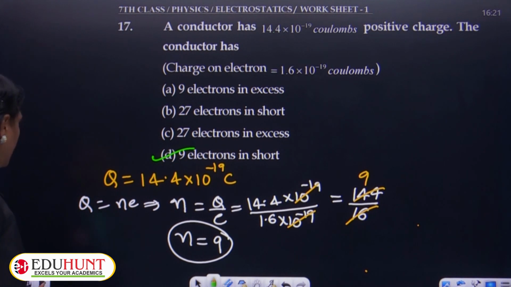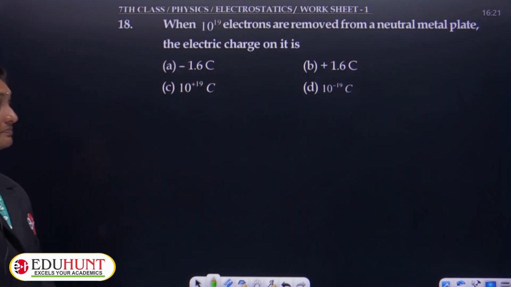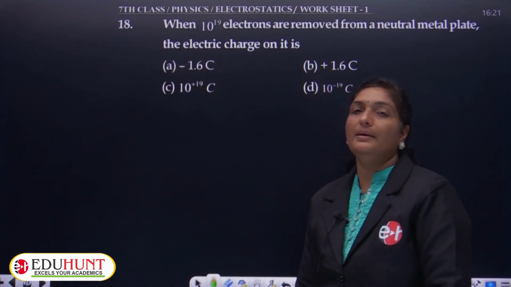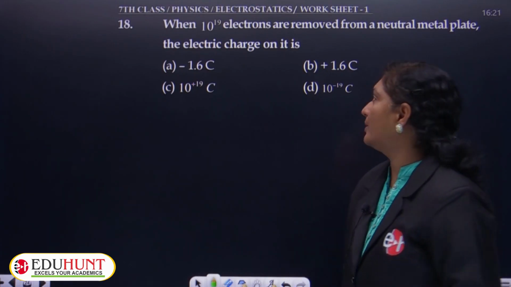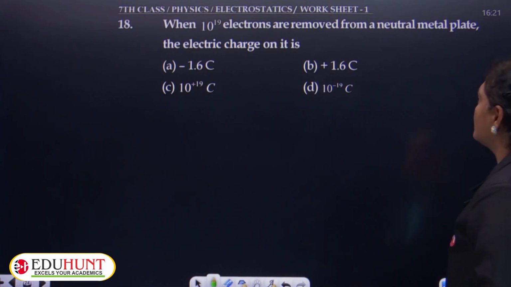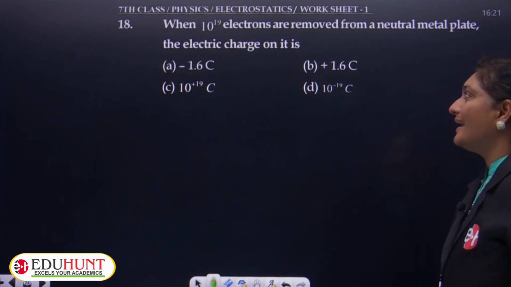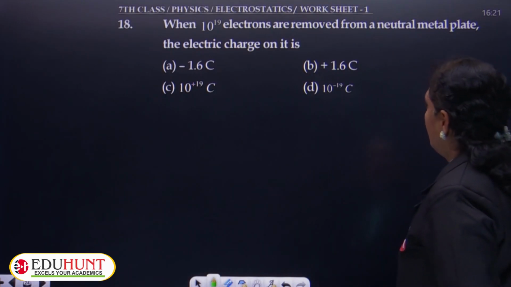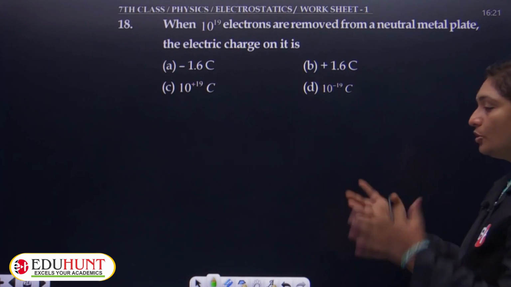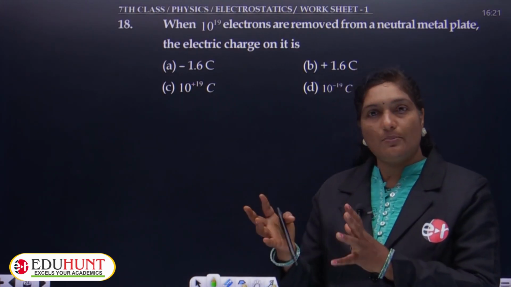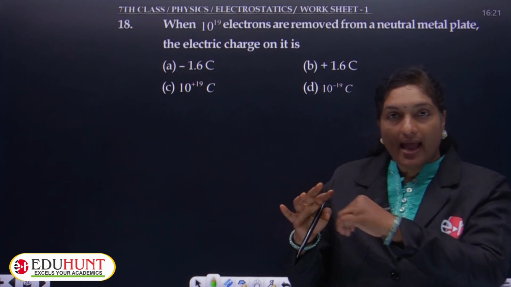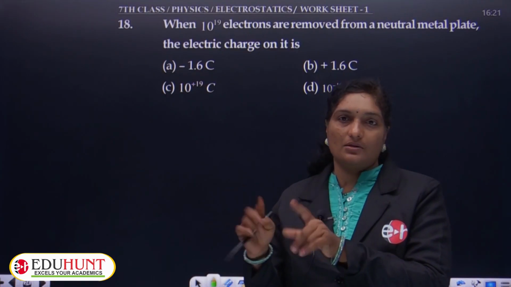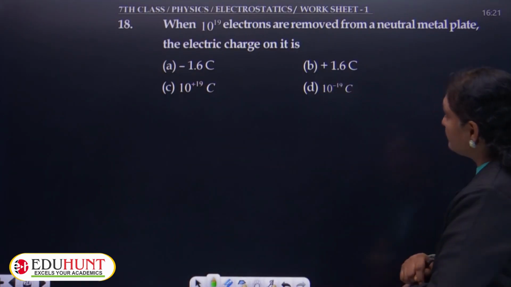Now moving to the next question, the 18th question. When 10 power 19 electrons are removed from a neutral metal plate, where neutral metal plate means an uncharged body, the electric charge on it is? Let us see in detail. From a neutral body with equal numbers of positive and negative charges, electrons are removed. When electrons are removed, the body has a deficiency of electrons, so it will become positively charged.